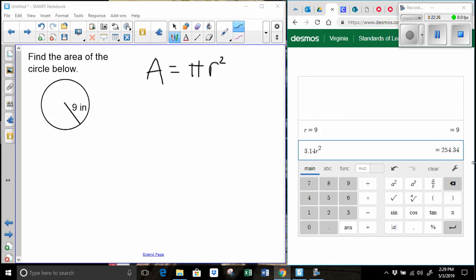254.34. So again, all we did was tell Desmos, hey Desmos, radius is equal to 9, and then we literally threw in that formula. We put 3.14 for pi, we put the R, and we put the squared, and it did it for us automatically. Just to show you that you could have put the multiplication symbol in there if you wanted to, I'm going to type in 3.14. I'm going to hit the times key, and then I'm going to type in R squared, and notice how you still get the same exact answer.